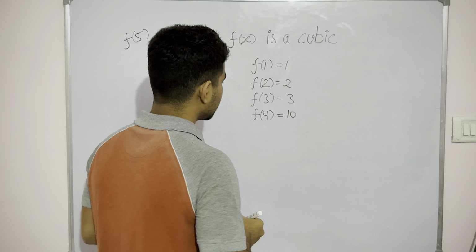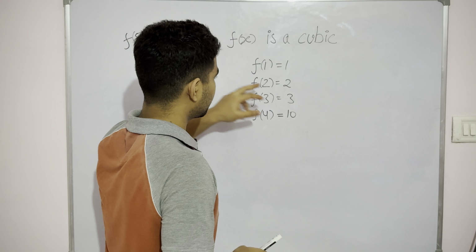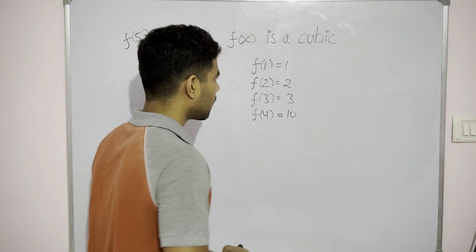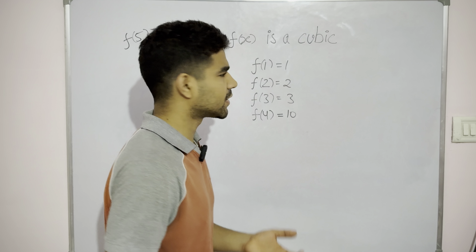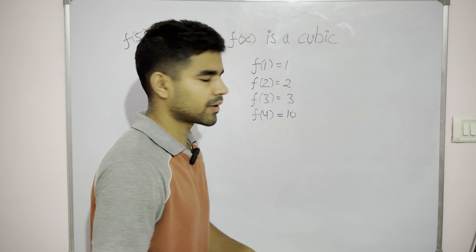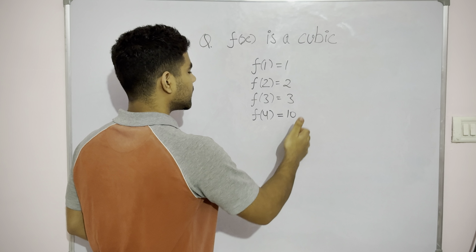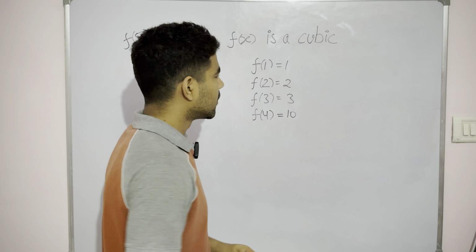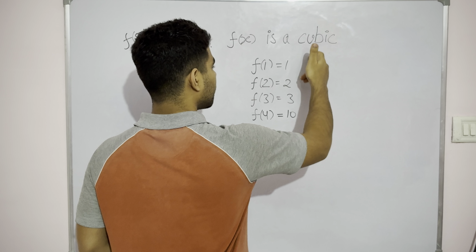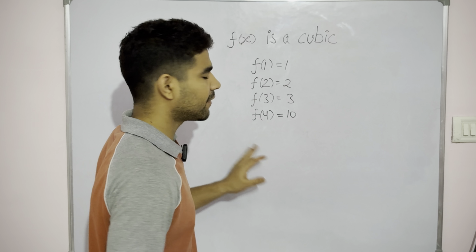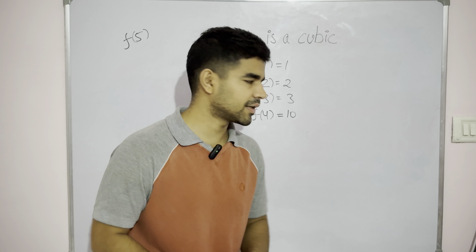Now let's check out the values again. f(1) is 1, f(2) is 2, f(3) is 3. Till now it is going linear, but f(4) is 10, which is quite explainable because it is given that f(x) is a cubic polynomial. If we had f(4) equal to 4, then we would have concluded that f is not a cubic but a linear polynomial, but we have f(4) is 10, so we are safe.